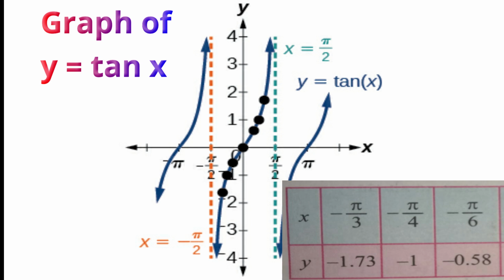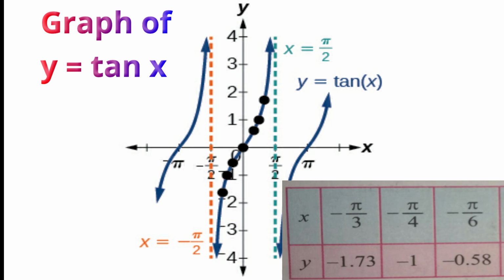Now we will see the points in the interval minus pi by 2 to 0. When x equal to minus pi by 3, that is minus 60 degree, then y is equal to minus 1.73. When x is equal to minus pi by 4, that is minus 45 degree, then y is equal to minus 1, because tan pi by 4 is 1, tan minus pi by 4 is minus 1. Also when x equal to minus pi by 6, that is minus 30 degree, then y is equal to minus 0.58.